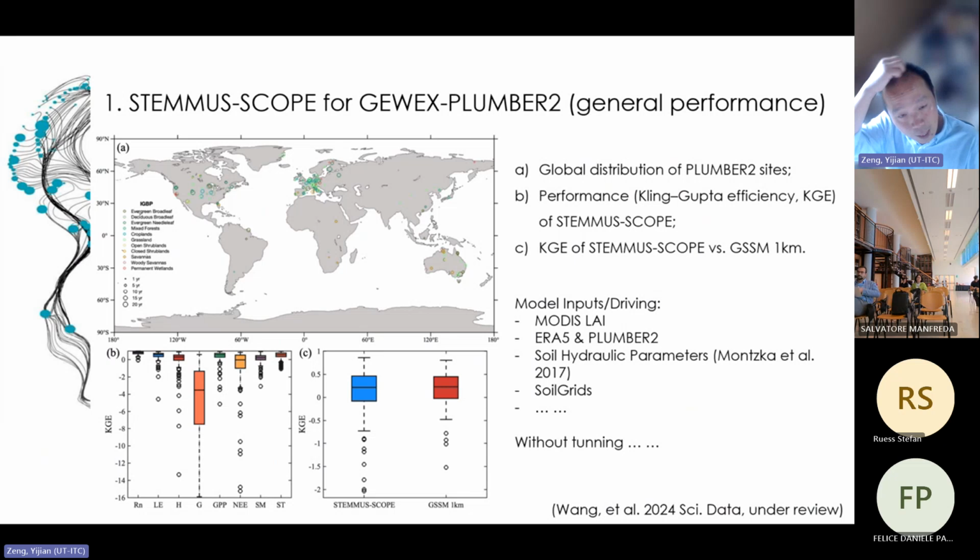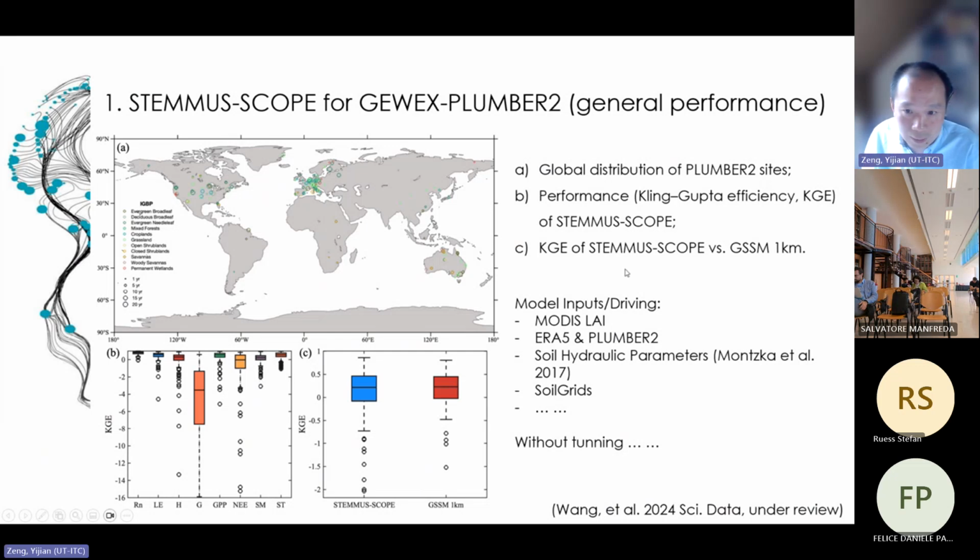in later slides. So we also evaluate the performance of this STEMMUS-SCOPE for running these 170 sites in general, in terms of simulating net radiation, latent heat flux, sensible heat, ground heat, GPP, NEE, and also soil moisture and soil temperature. They all performed in a good, in a reasonable manner.